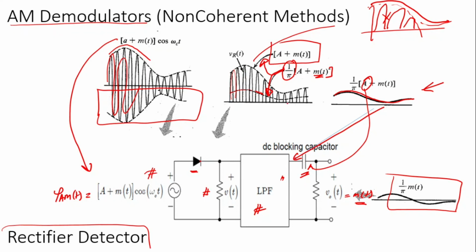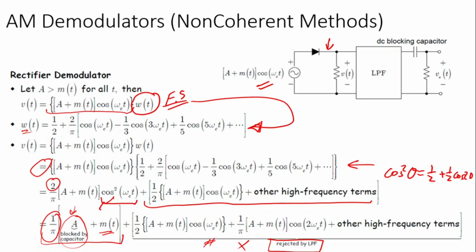So this is after the low pass filter, so this is the thing that we'll get. So after the value of A is blocked by the capacitor over here, eventually we would have the message signal that we desire. So this was the rectifier demodulator.